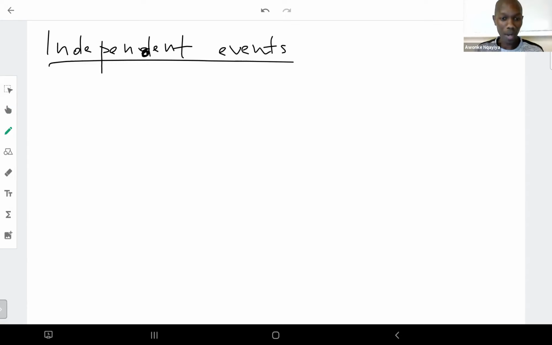For one event to happen, that event is not dependent on another. It is not being affected by the occurrence of another event. A quick example off the top of my head is the probability that you pass mathematics and the probability that your friend passes mathematics as well. Those two events are actually independent. Well, I assume they are.